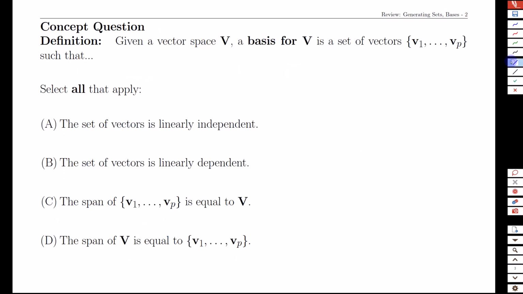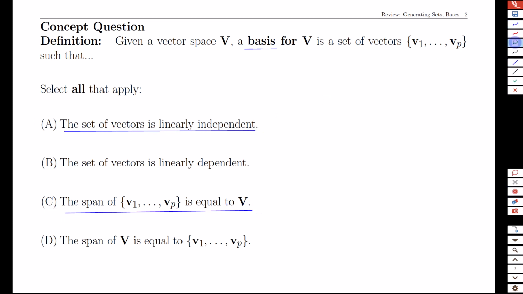Next up, how about a basis? If we have a basis, which is considered to be a set of vectors v1 through vp for vector space V, what can we say about that? Pause for a second. Well, if you take a look at the arguments here, the set of vectors is linearly independent or dependent. Absolutely, we need the independence of this collection of vectors, and we also need it to be a generating set.